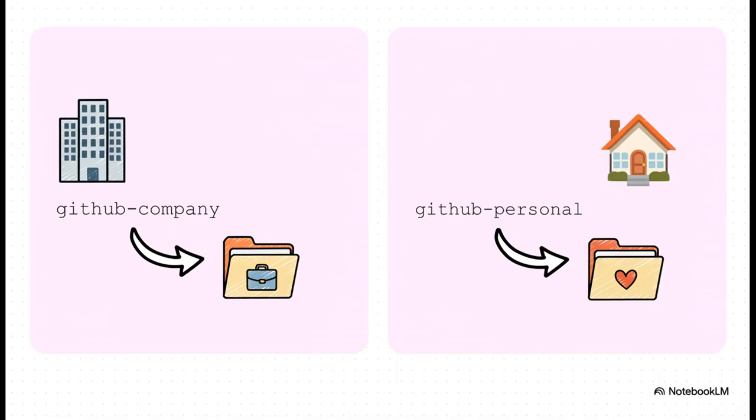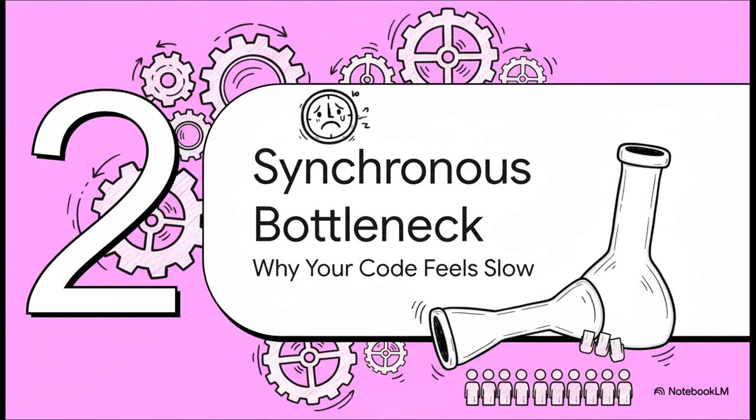And here it is, the payoff for all that setup. From now on, whenever you clone a repository, you just use your custom host alias. So git@github-company for work stuff, and git@github-personal for all your side projects. Git will now automatically use the correct SSH key, which means the correct GitHub identity gets used every single time. No more mix-ups, problem solved, for good. Okay, one problem down, one to go.